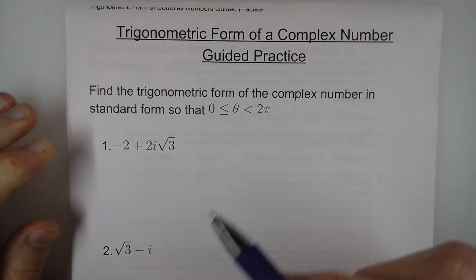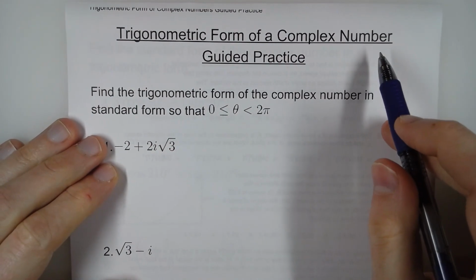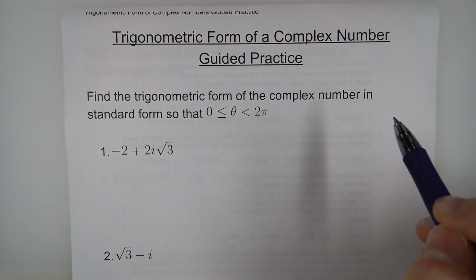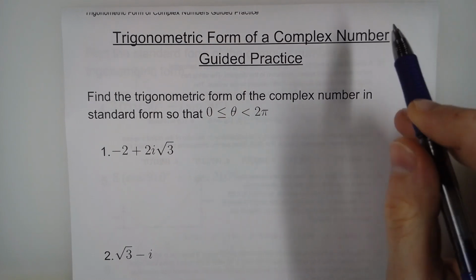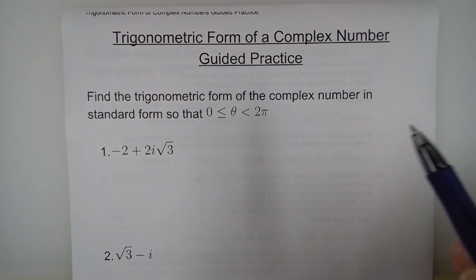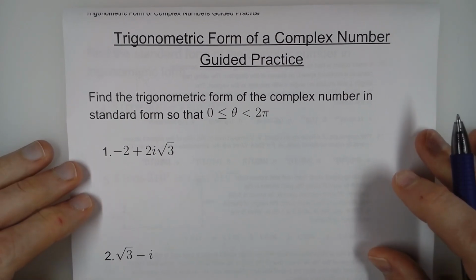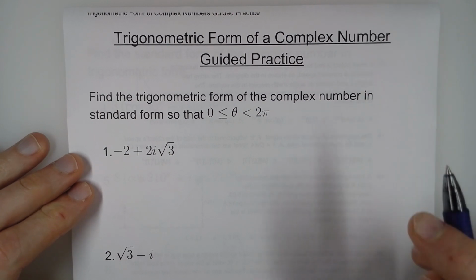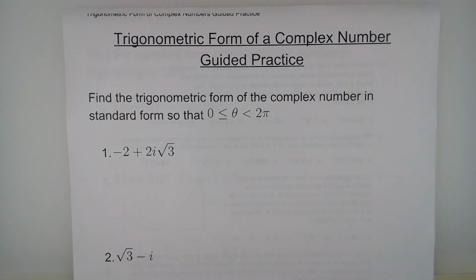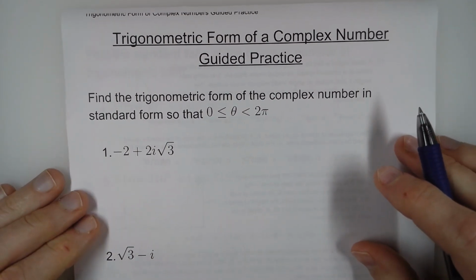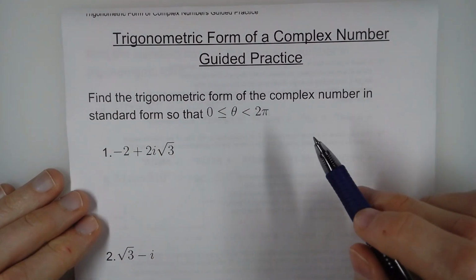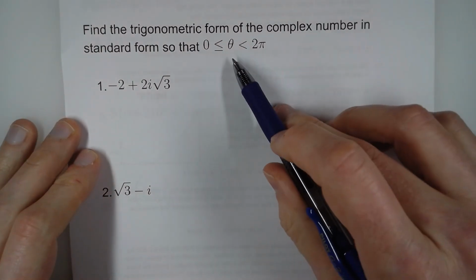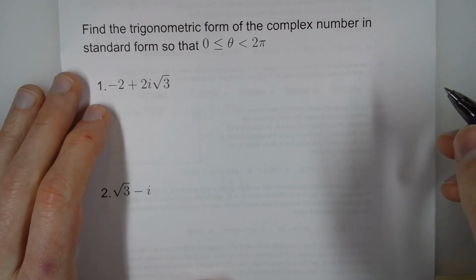So today we're talking about the trigonometric form of a complex number. Usually when you learn complex numbers, you learn standard form or rectangular form. But here we're talking about trigonometric form, and this is similar to the difference between plotting points in rectangular versus plotting points in polar. I'm going to put links to videos in the top left for you to reference those subjects if you haven't seen them yet. For these first three, we want to find the trigonometric form of the complex number in standard form so that the angle is between 0 and 2 pi.